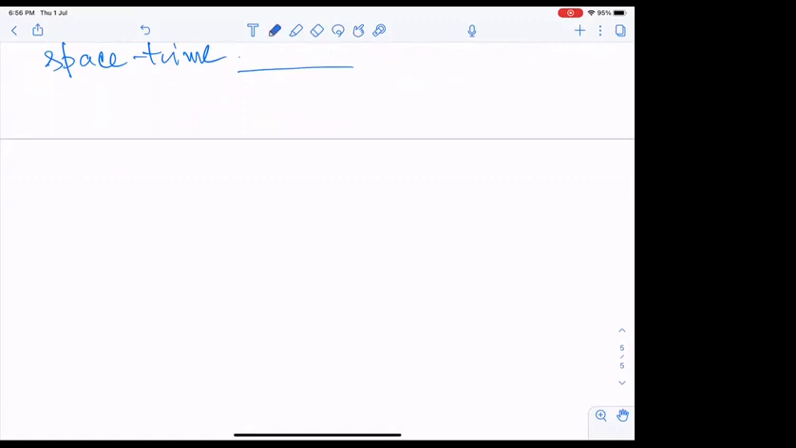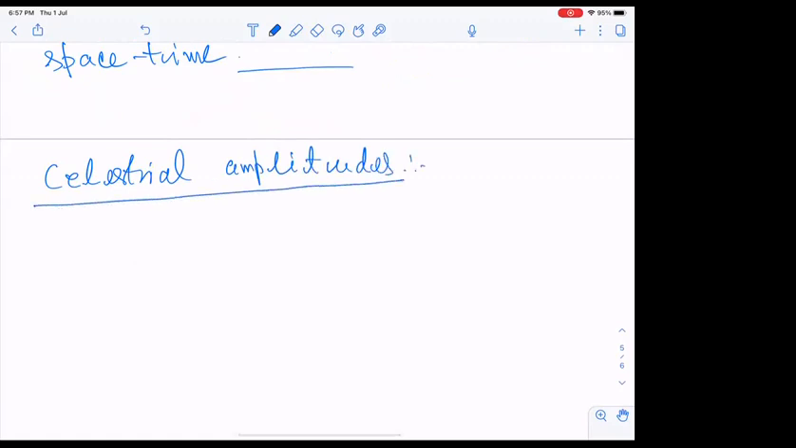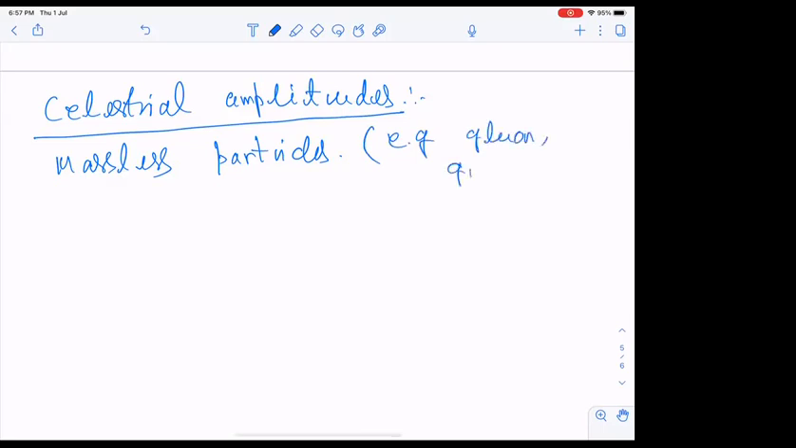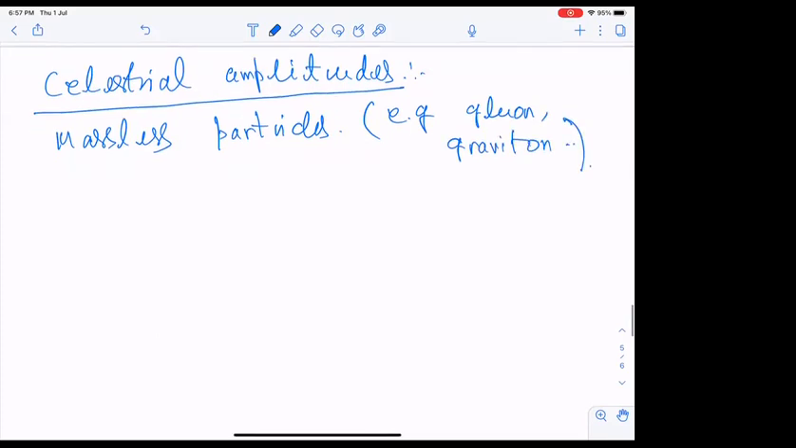In order to do that, one useful thing that one can define is called the celestial amplitudes. Okay, so I'll just be talking about massless particles because that is the simplest thing to do, and also important because all the gauge particles are massless. So if you are interested in, for example, gluon, graviton, things like that.